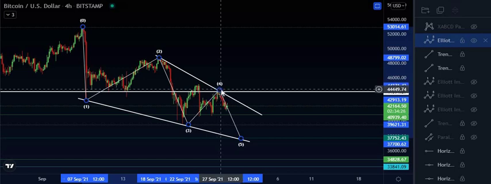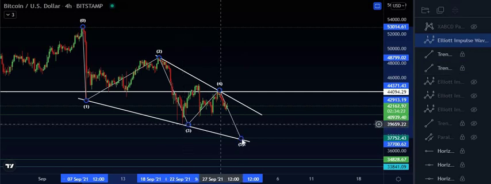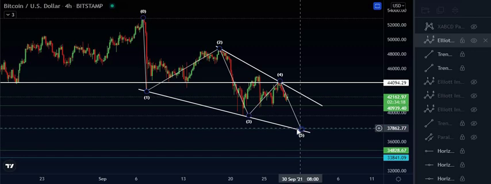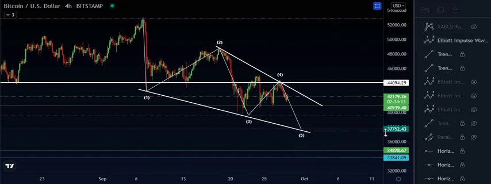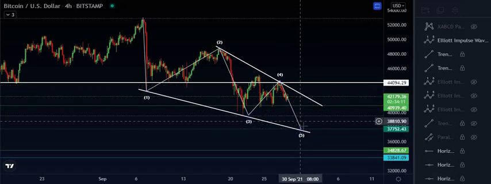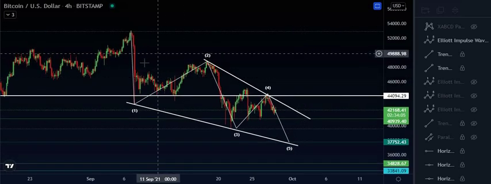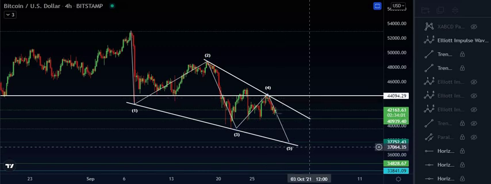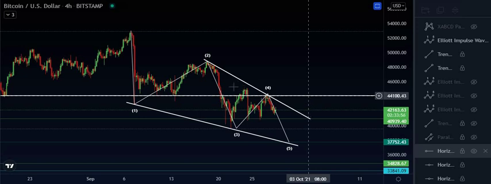So if this is a leading diagonal, we should be coming down lower to break this previous low for our wave 5. And you can see that the support of 0.618 and support and resistance line is still around the targets of my wave 5. I'll show you guys how I got the targets of this wave 5, but this is what I'm currently leaning towards. This is what I think is playing out. I think we're having a diagonal in this correction.